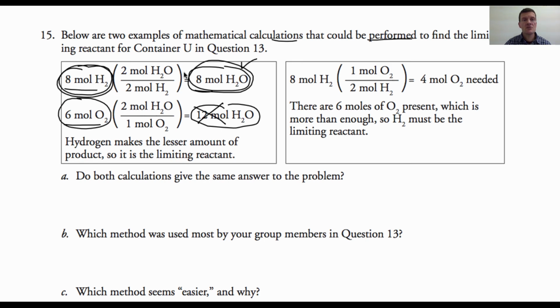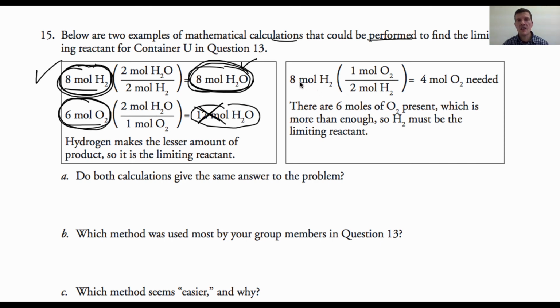As soon as you create 8 moles of water right here, this 8 moles of hydrogen is going to be gone. You will have used up 4 moles of the oxygen, and you're going to have 2 left over. So you'll never get to the 12. So this is one way to figure out who's the limiting reactant. It's whichever one produces the lesser amount of product.